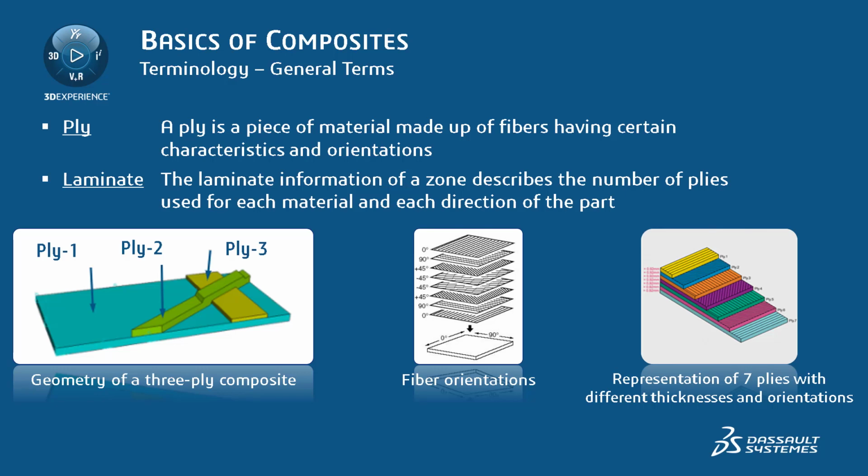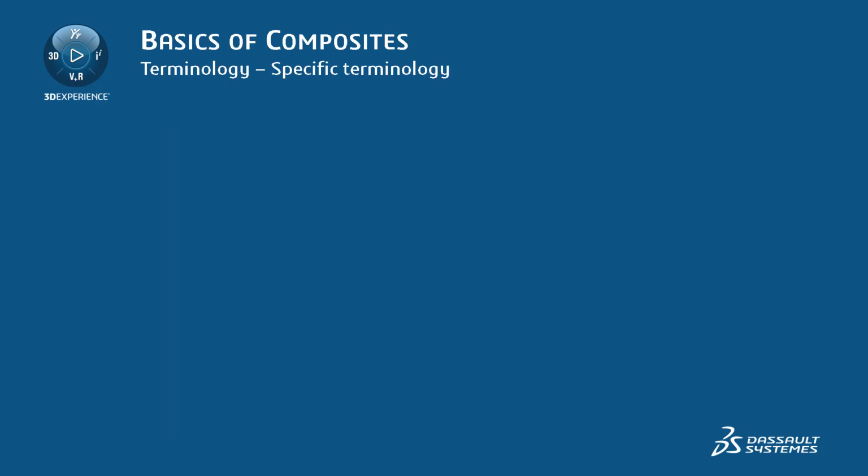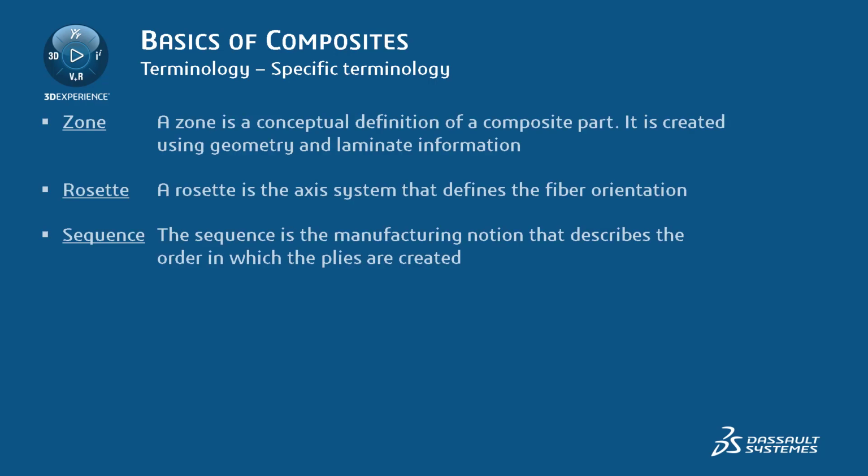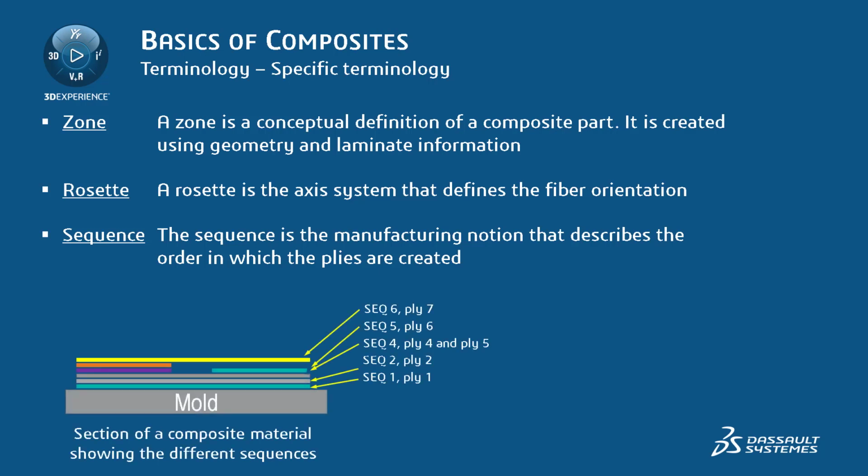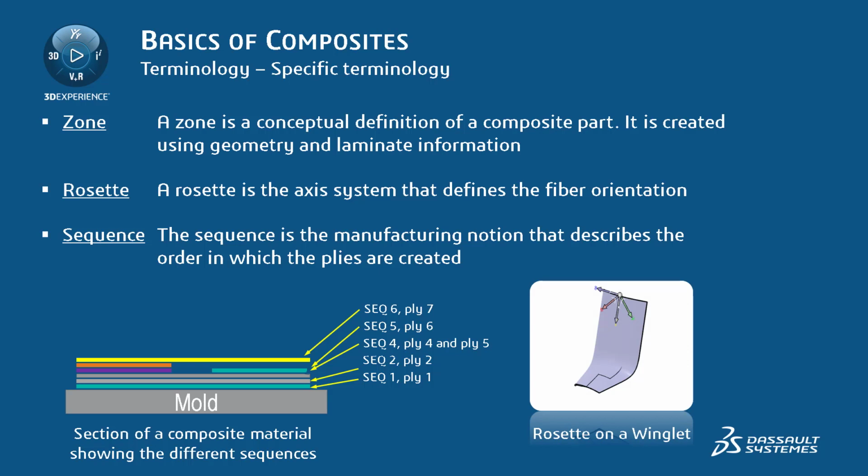The geometry of a ply is defined using several contours and a set of zones. A zone is a conceptual definition of a composite part, which represent areas with constant thickness and or laminate. Plies are created from zones. The laminate information of a zone describes the number of plies used for each material and each direction of the part. A variation of the zone-based method is when the zones are defined by and in a grid, and is called the grid method, which is very efficient to design stiffened panels, for example. Those methods use surfaces, outer mold line or OML, to start the design process. But you can also, with the solid slicing method, use a solid.